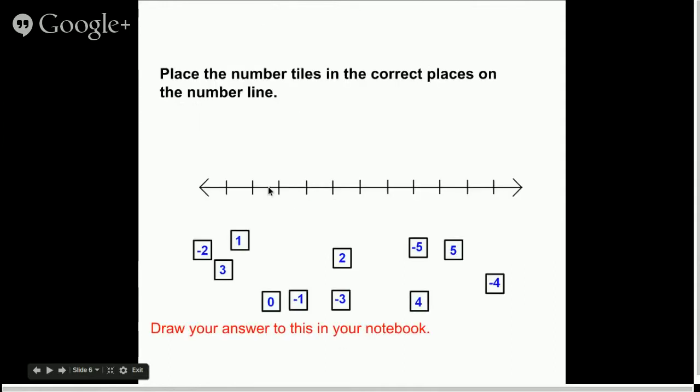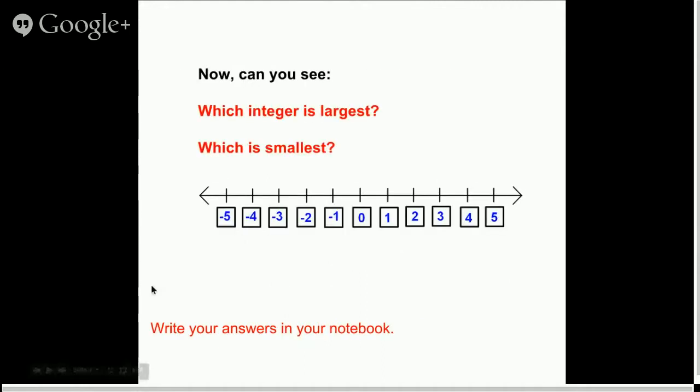Okay, so what you're going to do is draw your answer to this in your notebook. Where would you put these numbers on the number line? Go ahead and pause it. All right, the correct answer should be larger negative numbers on the left, larger numbers on the right.